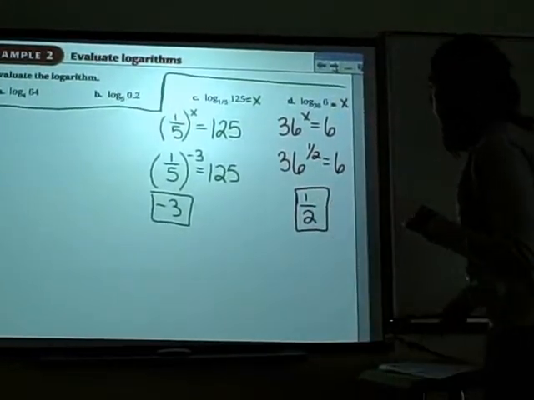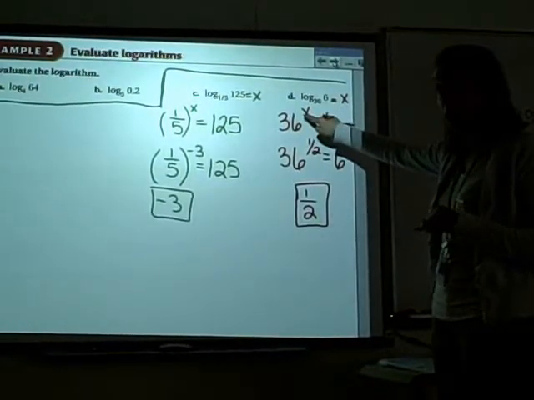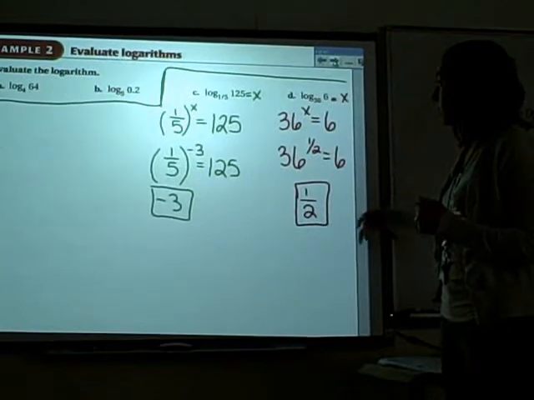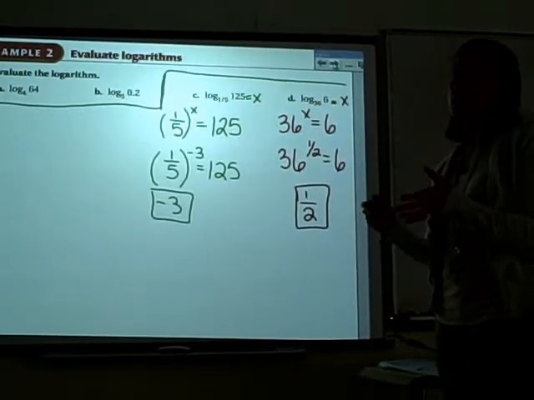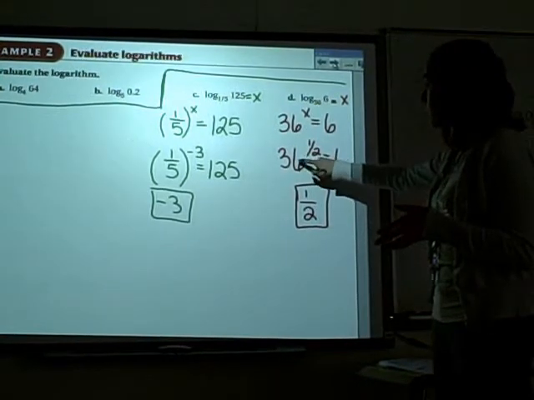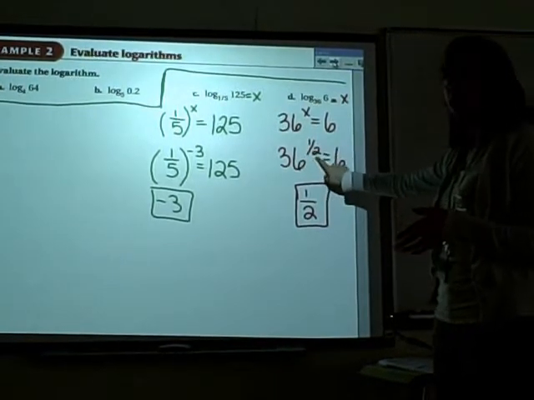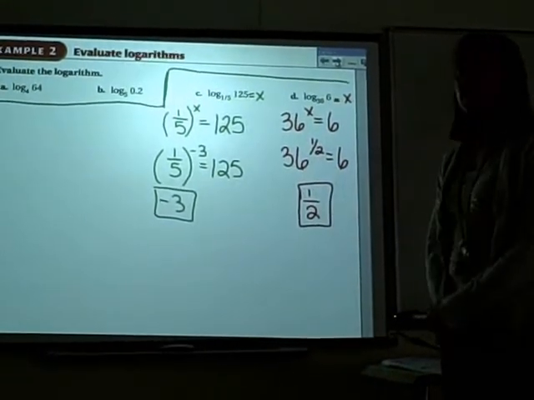For D, same deal. We say 36 to what power gives me 6? Okay, well, 36, it's kind of like you're reducing it. Square root of 36 is 6. And we know that raising something to the 1/2 power is the same as taking the square root. So that gives us 1/2.